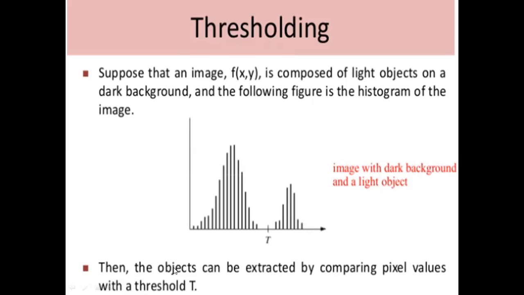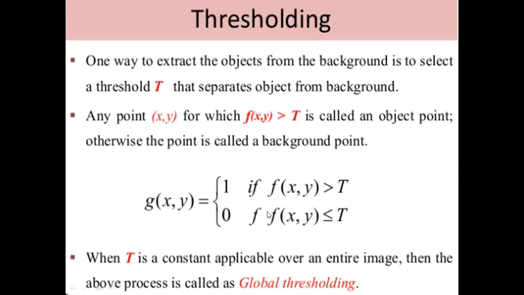Then the object can be extracted by comparing the pixel value with the threshold T. We will compare all these values with this threshold value and differentiate them into a complete 0 and a complete 1. How are we going to do it? One way to extract the object from the background is to select a threshold T. We have to select any value of T. It can be anything from 0 to 255 scale. It can be 100, 150, 250, anything that separates the object from the background. Any point (x,y) for which f(x,y) is greater than T is called an object point. Otherwise, a point is called a background point.